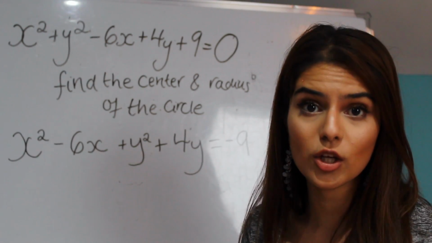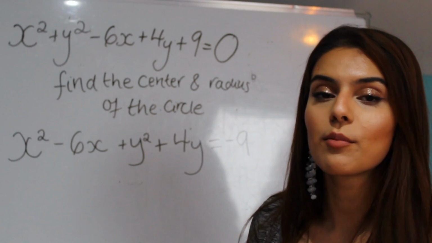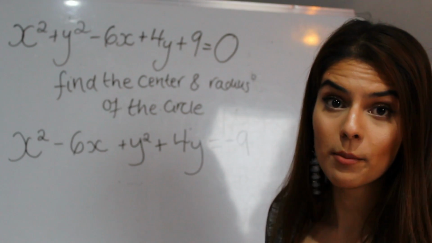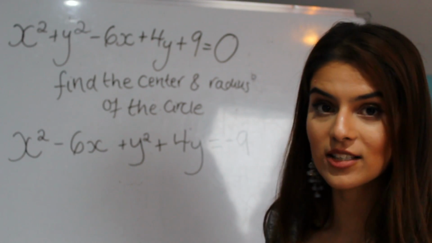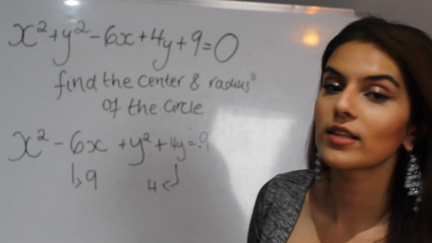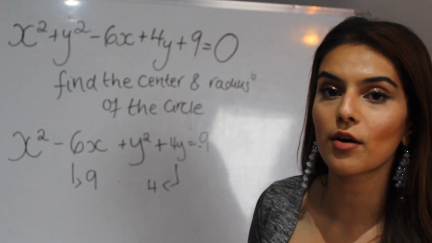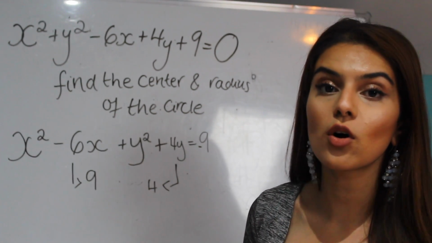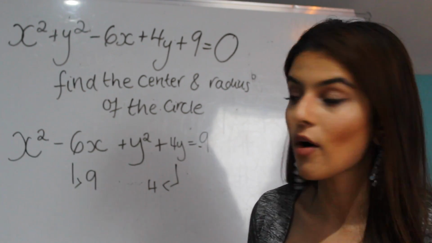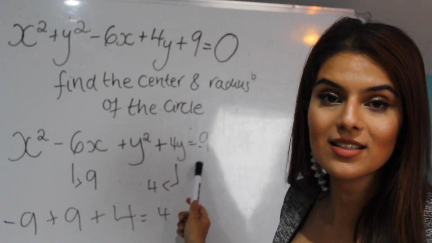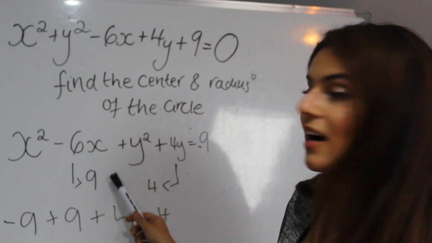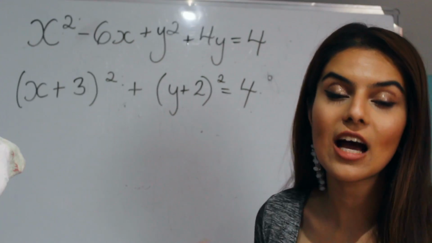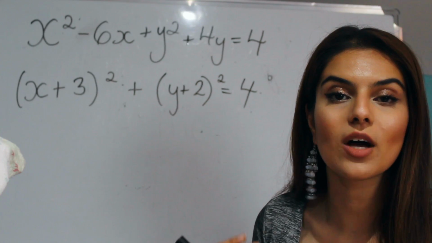Then we would just do what we usually do when we complete the square, but this time we would do it for the x terms and the y terms. So if you remember, we would halve the x and the y coefficients and then square it. So 6 halved is 3, 3 squared is 9, and then 4 halved is 2, 2 squared is 4. So to the minus 9 on the other side, we would add 9 and we would add 4, and that would just equal 4.